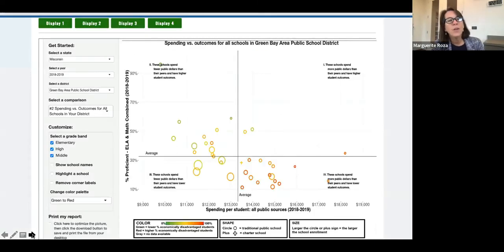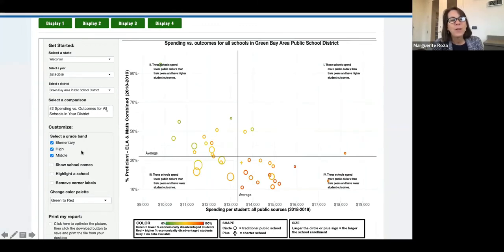So I want to go to the next expenditure, the next displays. Again, the buttons at the top tell you about the display. If you want to see the display, you'd select a comparison. This is display number 2. And these are our classic scatter plots, which we absolutely love.